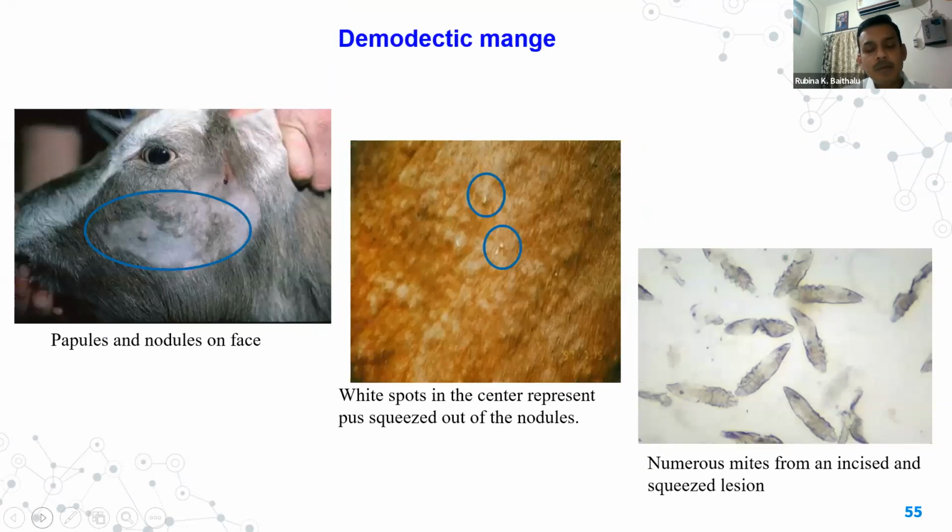If we talk about the demodectic mange, or the follicular mange, it mostly affects the goat population. You can clearly see these papules or nodules on the face region, and there will be white spots in the center, which represent the pus. If you press these nodules, pus will come out. If you examine this pus under the microscope, you can clearly see the cigar-shaped Demodex species.